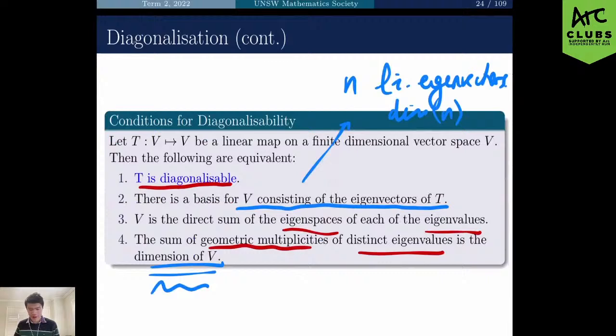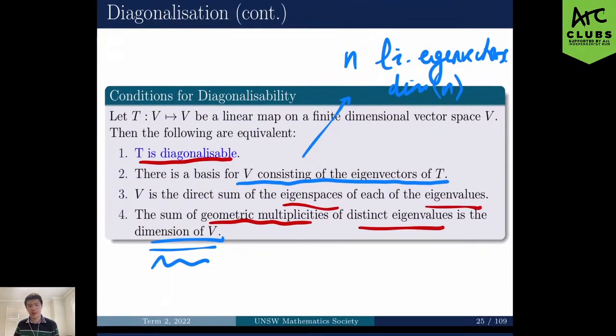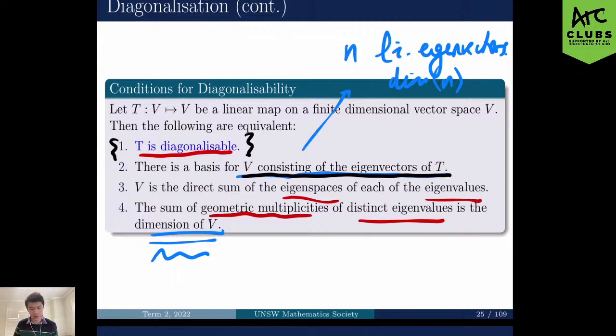Cool. Okay, so conditions for diagonalizability. I went through this before, but all of these 4 properties are equivalent. Number 1, T is diagonalizable. That's equivalent to there being a basis of V consisting of the eigenvectors of T. And that makes sense because if there's a basis of V, it means we've got eigenvectors summing up to the total dimension of the space. So that means it's diagonalizable.